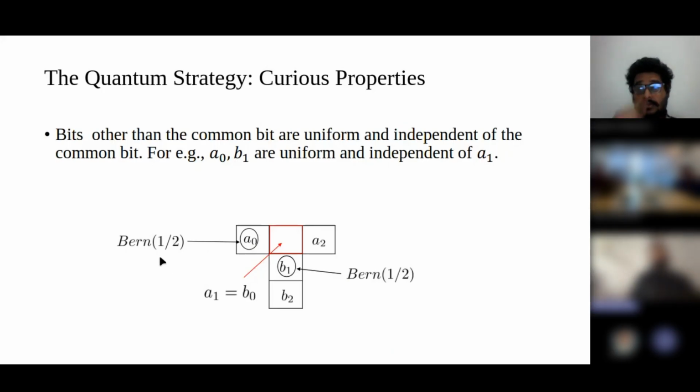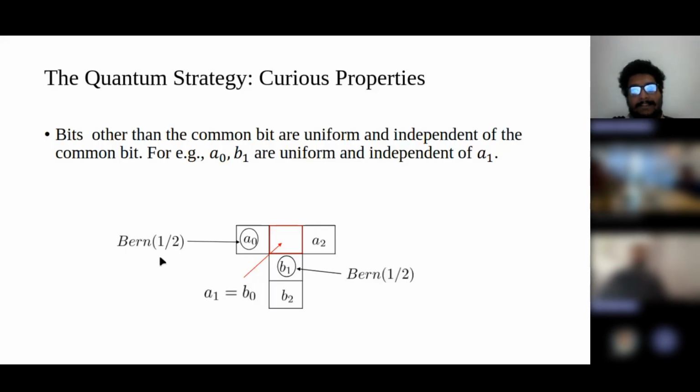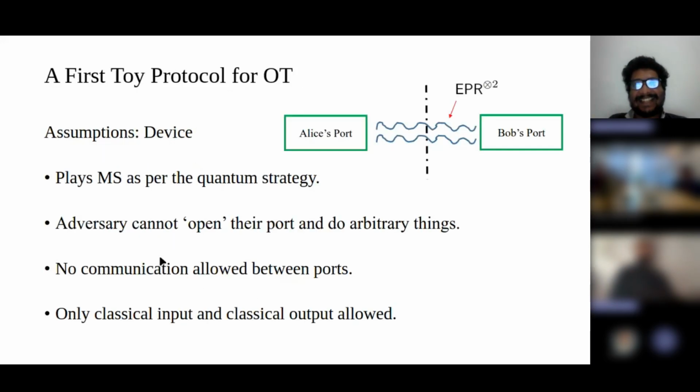So here we are sort of assuming some kind of rigidity already, right? For the magic square. Yeah, I'm coming to that. Yeah, that's the next slide.